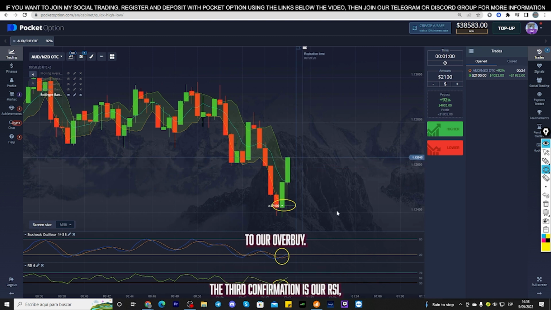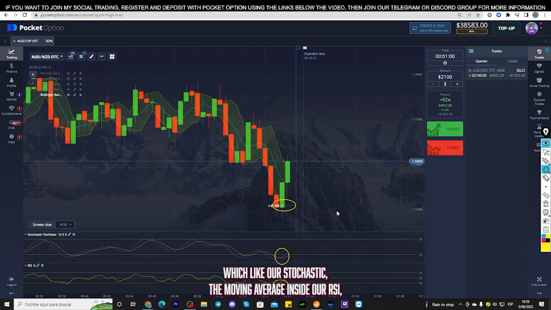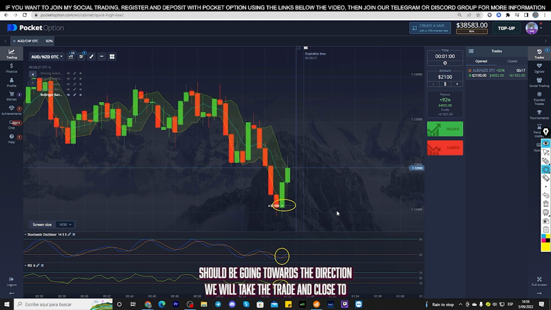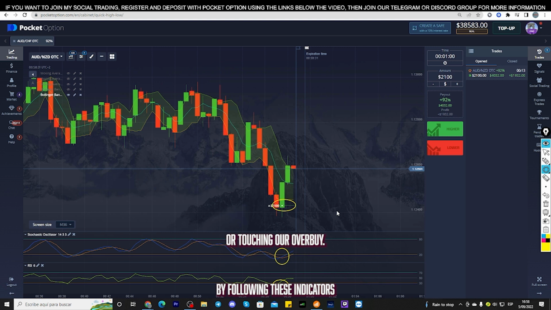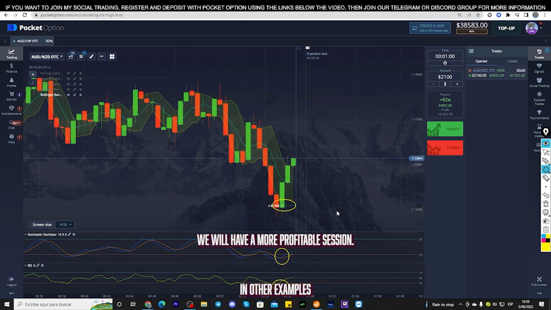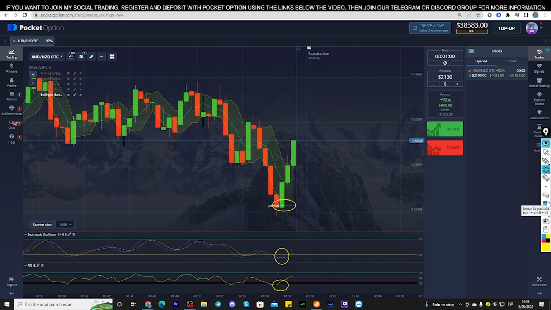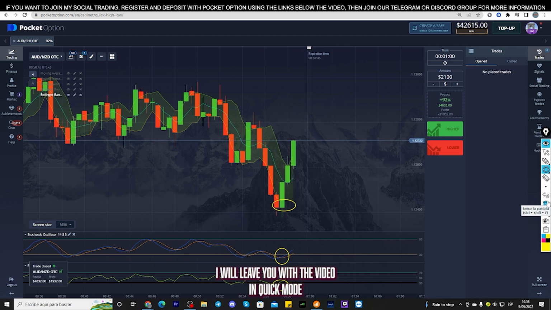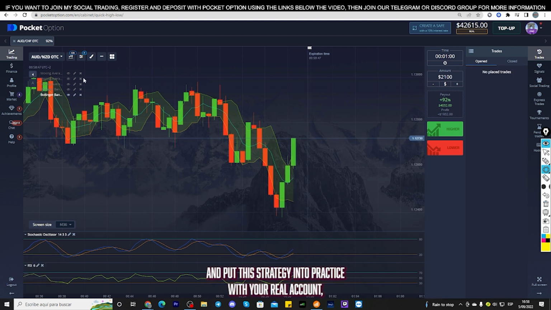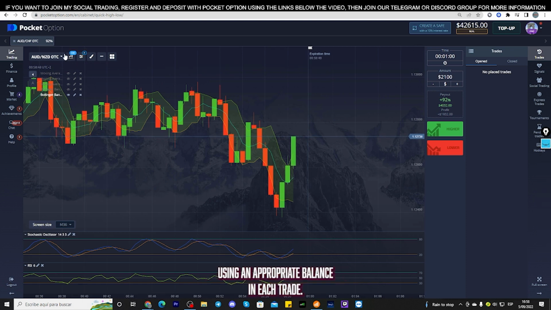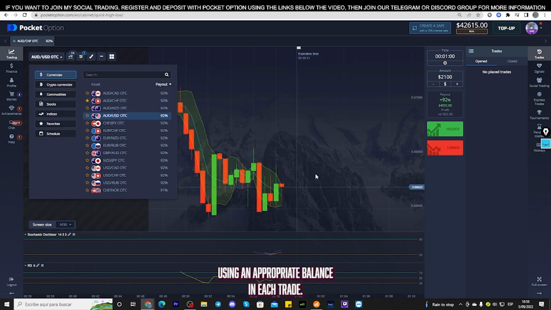The third confirmation is our RSI, which is like our stochastic. The moving average inside our RSI should be going towards the direction we will take the trade and close to or touching our overbought. By following these indicators we will have a more profitable session. In other examples I will show you the entries I made and what I saw to take those trades. I will leave you with the video in quick mode, and put this strategy into practice with your real account, using an appropriate balance in each trade.